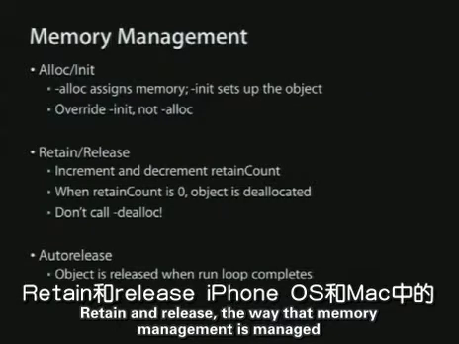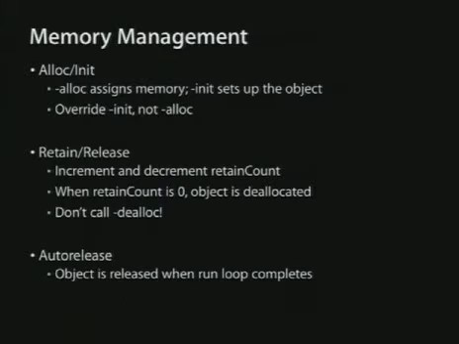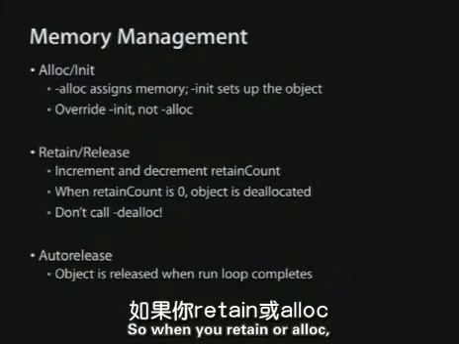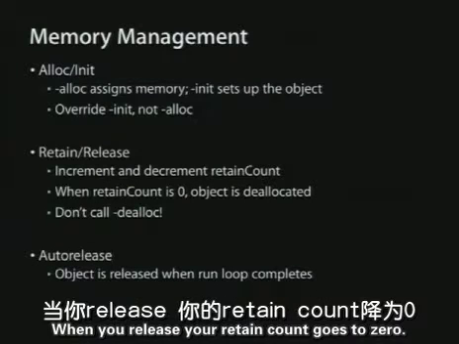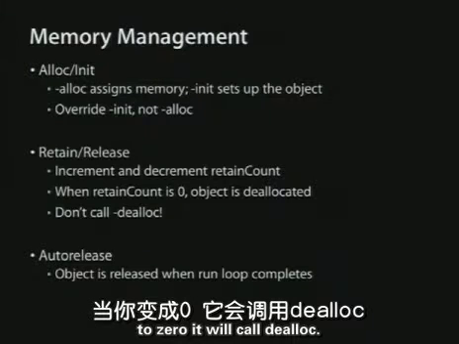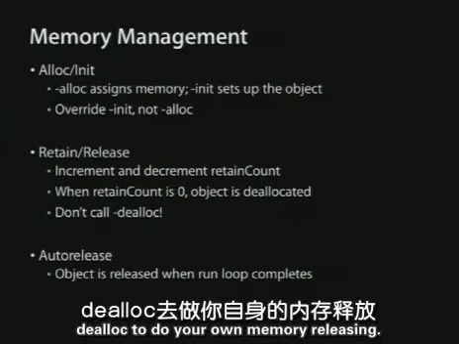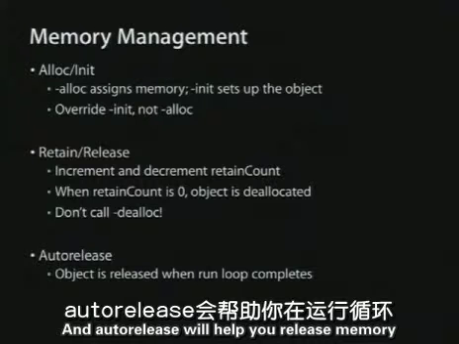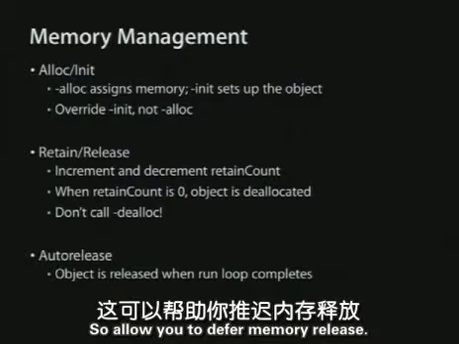Retain and release: the way that memory is managed on the iPhone OS and on the Mac is through retain counts. So when you retain or alloc, your retain count goes up by 1. When you release, your retain count goes down by 1, and when you get to 0, it'll call dealloc. Don't call dealloc directly unless you're subclassing dealloc to do your own memory releasing. And autorelease will help you release memory when a run loop completes, so it allows you to defer memory release.